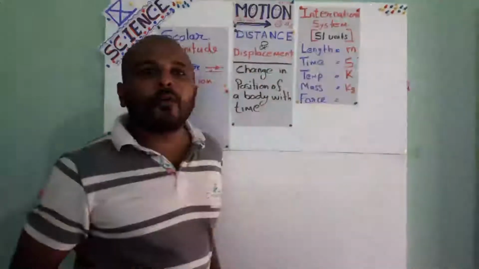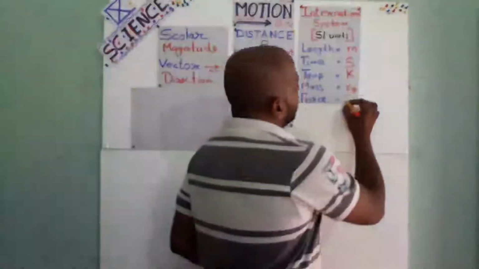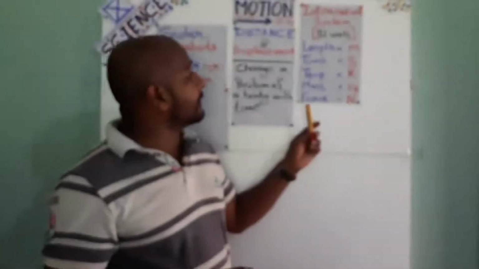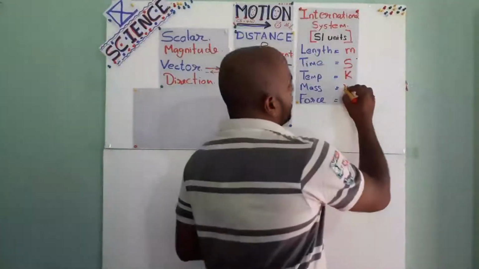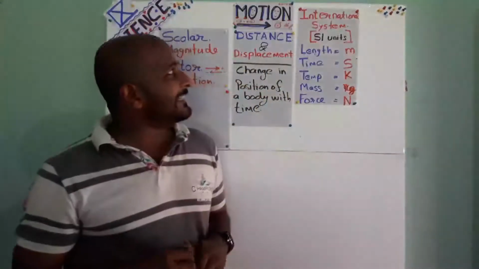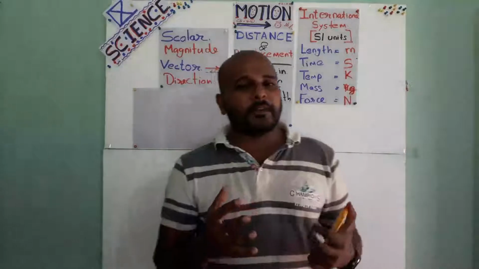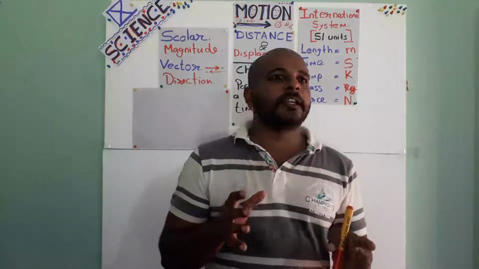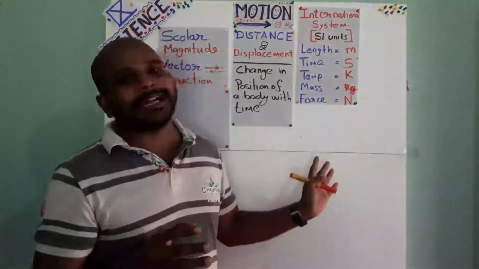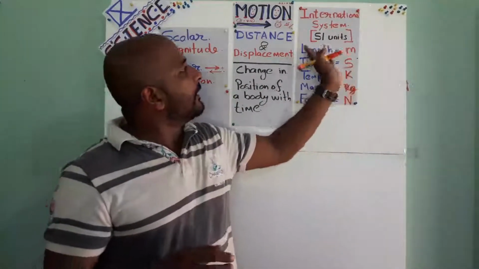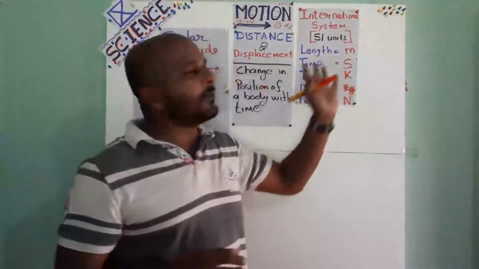When it comes to force, what are we using? This is called Newton. Sorry, this is not kilogram, this is gram. Gram. So these are the standard units. That means wherever in the world, for calculation purposes, we are using these things as standard units. Mostly in this chapter we will go with length in meters and time in seconds.